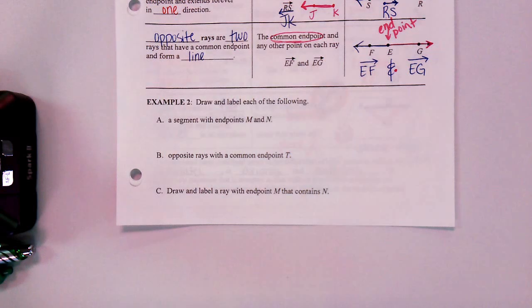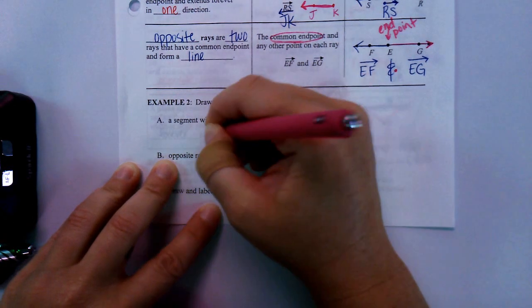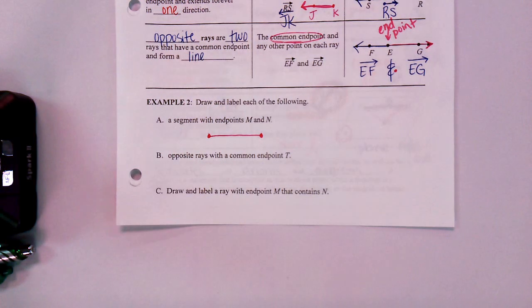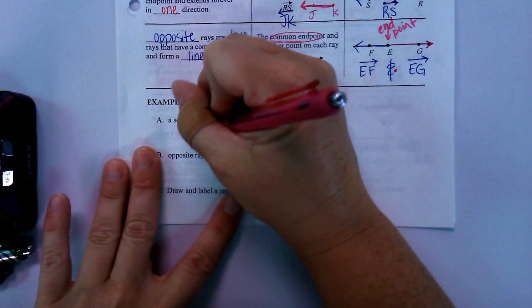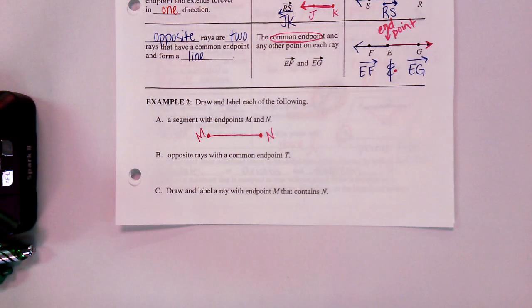So first thing I'm doing is I'm thinking, okay, what does a segment look like? It's not a trick question. What does a segment look like? Yeah, it's just a line, but instead of arrows, I'm going to put dots. Yeah, it does. End. Good. Now, it wants me to label the endpoints M and N. Does it matter which side I put on which one? No, as long as they're both on the end. M and N. That's what they want right there.